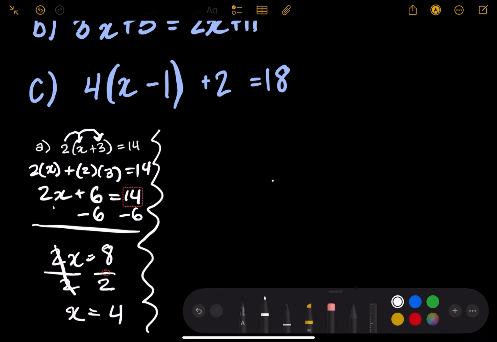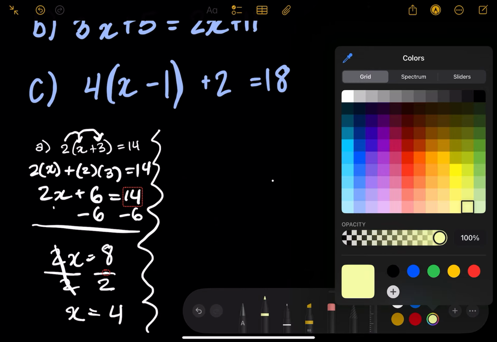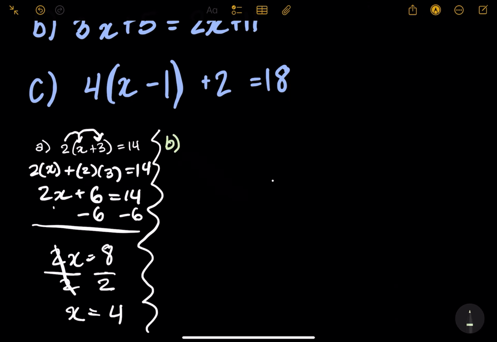And now let's choose another color. Let's do a green. For B, we have 3x plus 5 is equal to 2x plus 11.